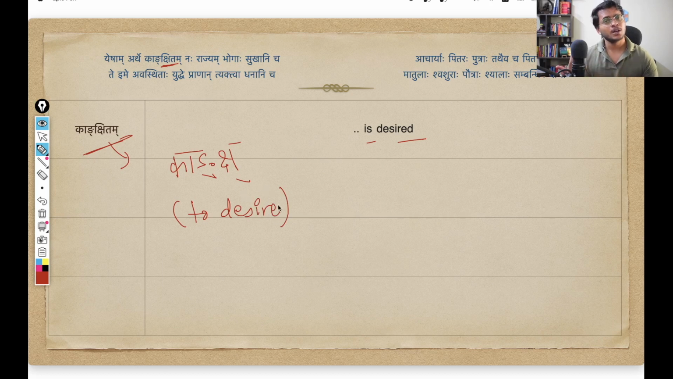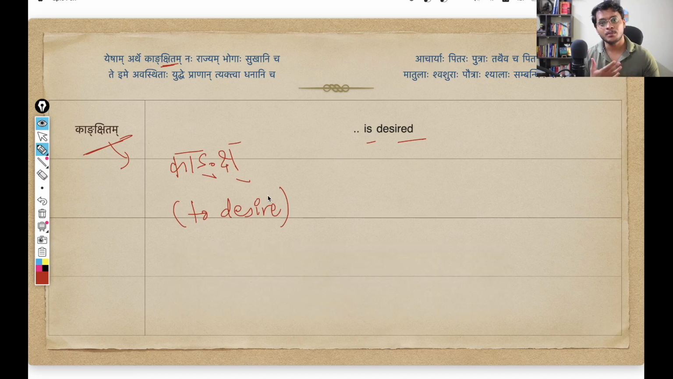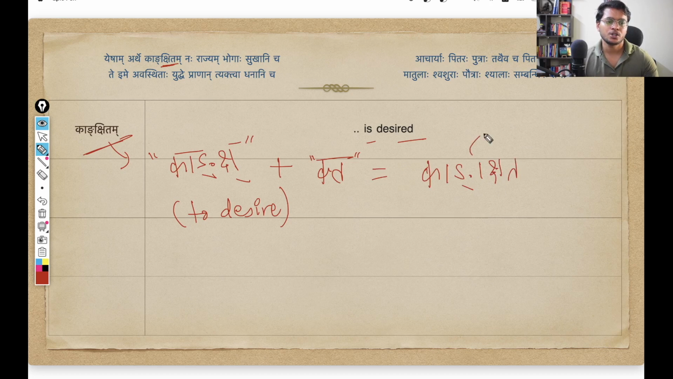And in the previous shloka, it was in the Uttam Purush, the first person form. Arjuna was saying about himself that aham kankshe, I desire. But here it is not in any verb form. Rather, this particular dhatu, this particular verb root is getting modified using this ta suffix. And we have already seen this suffix before also. The resultant word is changing into kangshit.